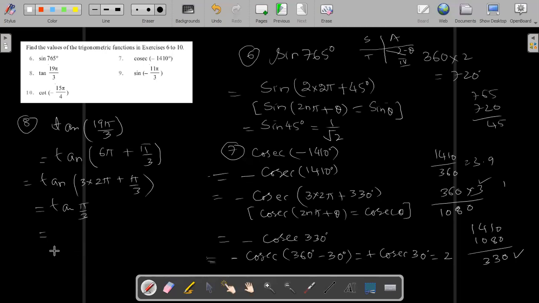Tan 30 degrees is 1 by root 3, and tan 60 degrees is root 3. Okay, so tan 60 degrees is root 3. Got it? So like this, if a negative sign is there, we have to take the negative sign out first. Minus sine 11 pi by 3.